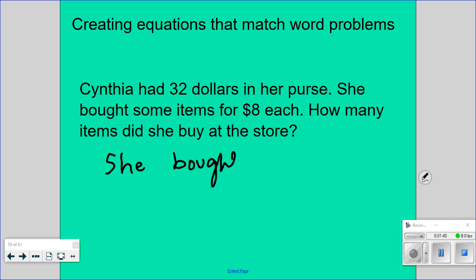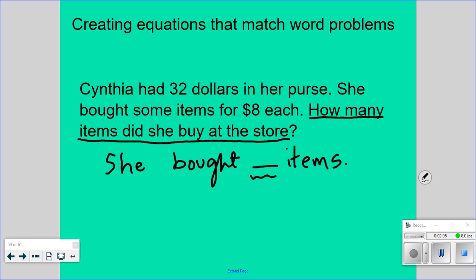She bought blank items. Here is an answer sentence. If you weren't sure what to write, the way that we figured that out is we looked very closely at that question and then restated it. As long as you have something close to that, then it's fine. And as long as you know that it is blank items, because that's what we're counting, then we're good to go.